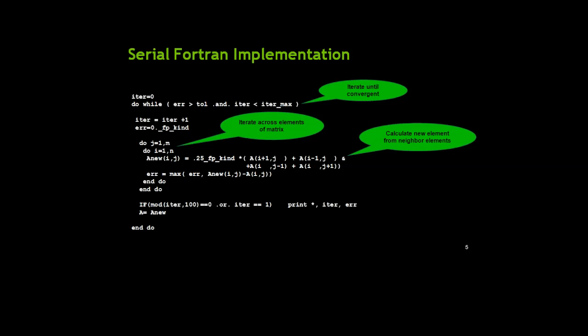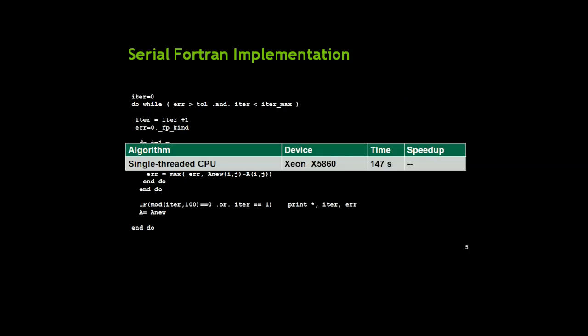So first, the sequential Fortran implementation. What we have here is an outer do loop that is basically repeating the computation until we reach convergence, and then an inner nested set of loops that do the bulk of the computation. Basically all they're doing is iterating across the elements of a matrix and calculating new values for those elements based on their neighbors. So when we run this in a single-threaded fashion on this Xeon X5860 CPU, we see that the total time is 147 seconds.